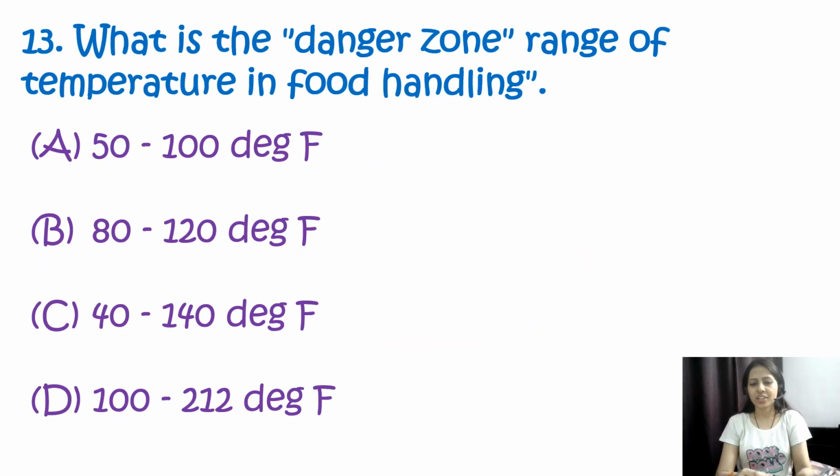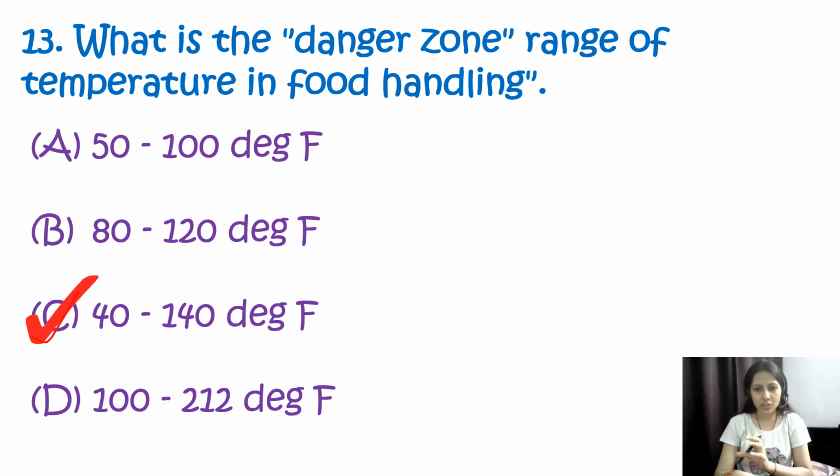Question number 13. What is the danger zone range of temperature in food handling? 50 to 100 degrees Fahrenheit, 80 to 120 degrees Fahrenheit, 40 to 140 degrees Fahrenheit, or 100 to, sorry, 212 degrees Fahrenheit. So correct option is C, that is 40 to 140 degrees Fahrenheit.